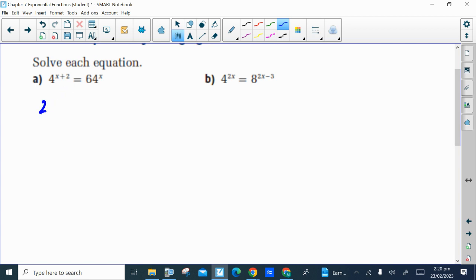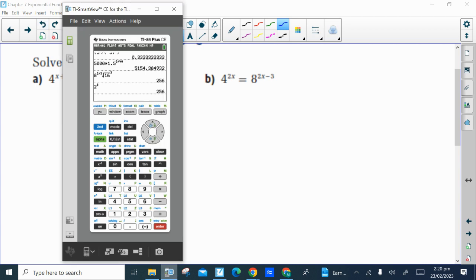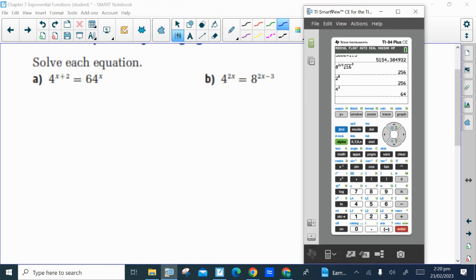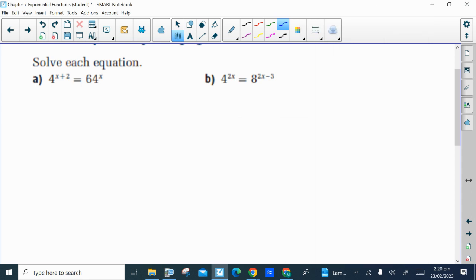We can express both with a base of 4 because 64 is 4 to the power 3. The other option would be to express both as a power of 2, which you could do. But if you recognize that 64 could be expressed as a power of 4, it makes it a little bit easier. So as we've seen, 64 is 4 cubed. So I would simplify the right side by multiplying the exponents. And now we have both sides expressed as a single power with the same base.